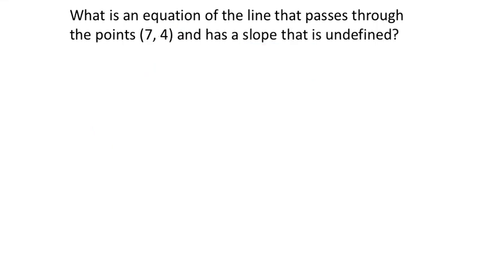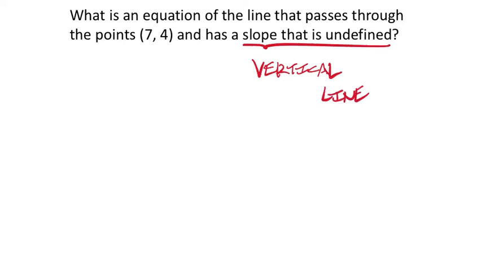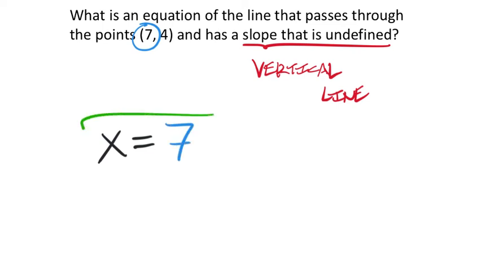For this one, here it says the slope is undefined. So this one would be a vertical line. And we know vertical lines take the equation x equals a number. But again, what number is it going to equal? Again, just look at your ordered pair. I have an x value that's 7, so x equals 7. That's it.